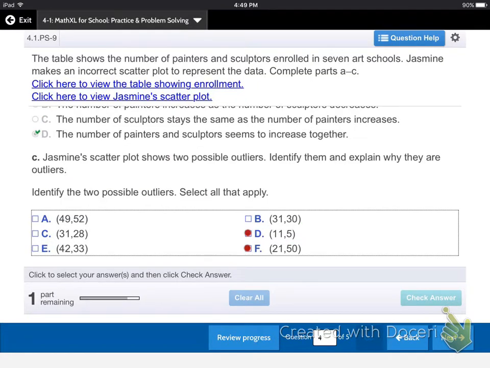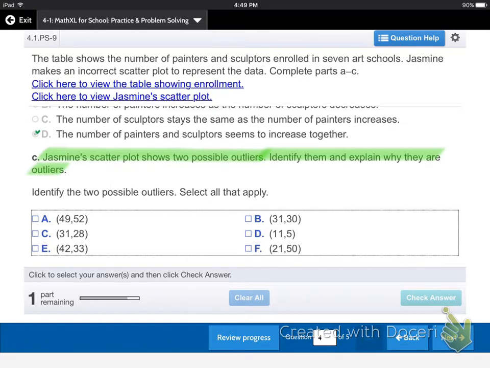Okay, so part C asks us, Jasmine's scatter plot shows two possible outliers. Identify them and explain why they are outliers. And remember, an outlier is something that looks like it's on the graph but not part of a cluster. So it looks like it's just sitting apart from the other points.